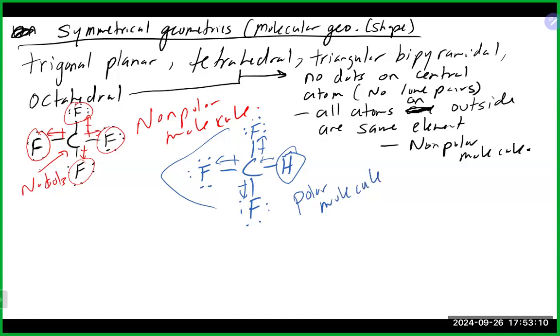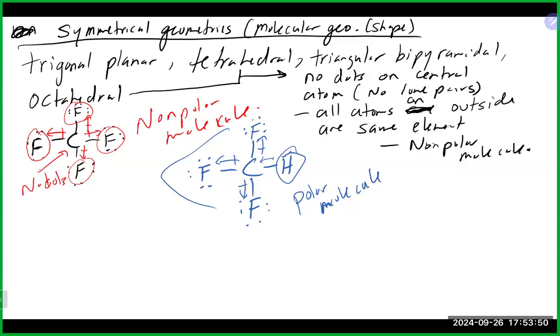So if you draw a Lewis structure and you have one of these symmetrical geometries where you look at the central atom, there's no dots on it, which means there's no lone pairs, and you have all the same elements on the outside, going to be a nonpolar molecule, pretty safe bet. If you draw a Lewis structure in one of these symmetrical geometries and you have no dots on the central atom and all the atoms on the outside are not the same, also probably a pretty safe bet it's going to be a polar molecule. So that is how you can do it in a super quick way. No dots, everything the same, nonpolar. No dots, everything's not the same, going to be polar.